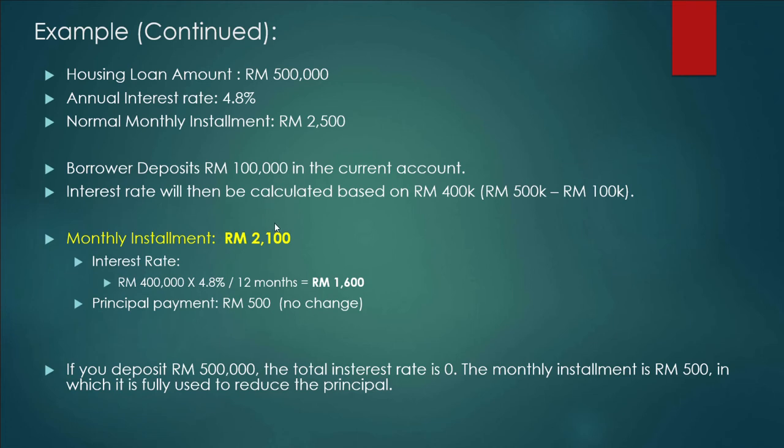So if we draw a conclusion from this, right? If you deposit 500,000 ringgit into the current account, your interest rate will become zero, because 500,000 minus 500,000 is zero already. So your monthly installment will be reduced from 2,500 to 500 ringgit. But of course, you need to have 500,000 cash. That only works, okay?